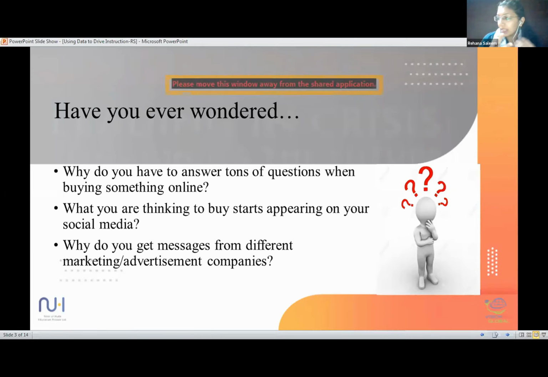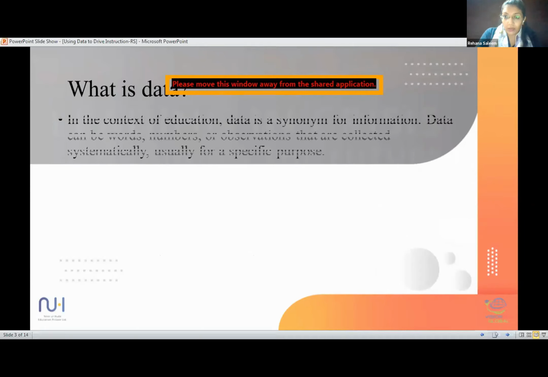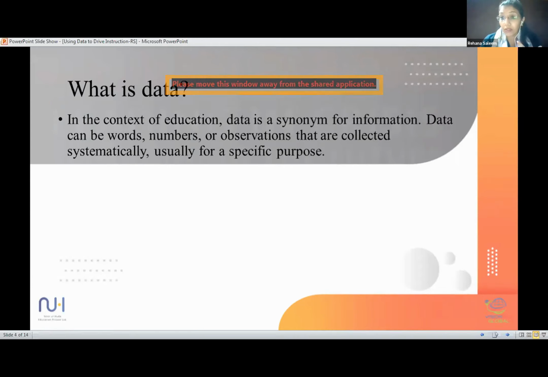So what is actually data? Let's talk about this. If I talk simply, data is just numbers. But in the context of education, data is a synonym for information. Data can be words, numbers, or observations that are collected systematically, usually for a specific purpose. So when teachers are collecting data in education, of course that is for a specific purpose.